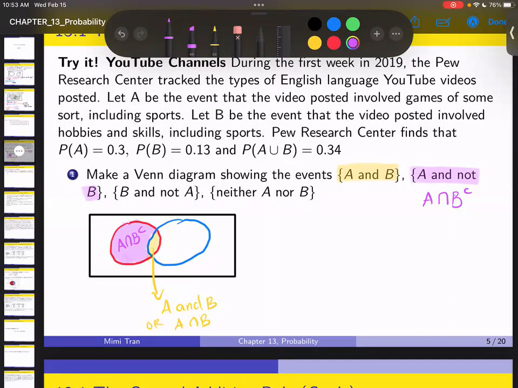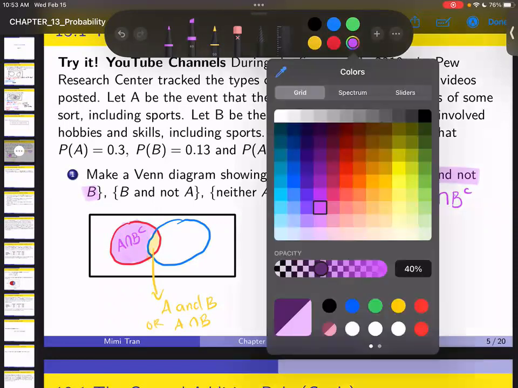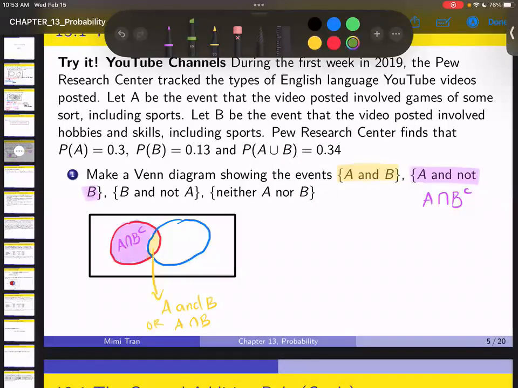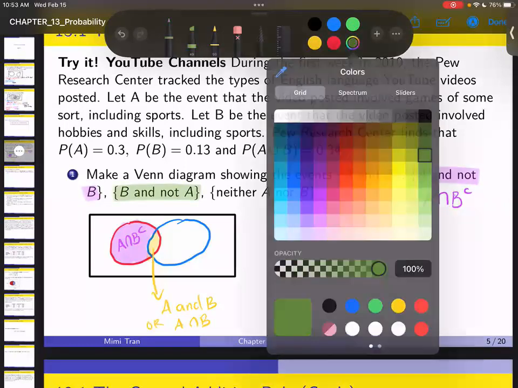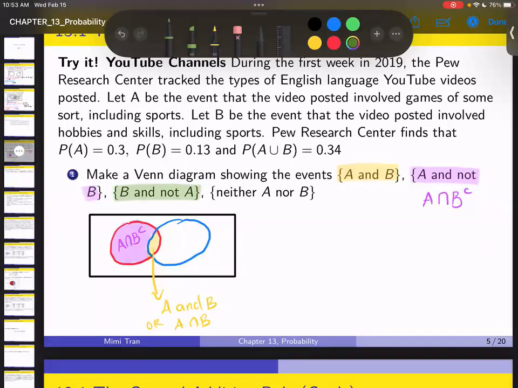Why don't you guys do the next one? B and not A. Actually, you write it down and give me the answer. Yeah, this one. I want you to do this one: B and not A. Let me give you a little hint. B and not A means B intersection A complement. Write out your answer and give it to me. Yeah, that'll be your bonus.